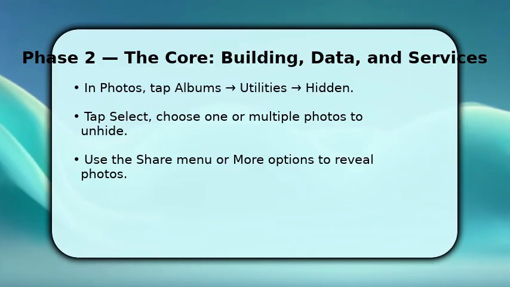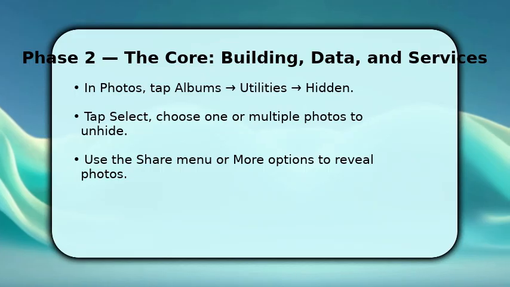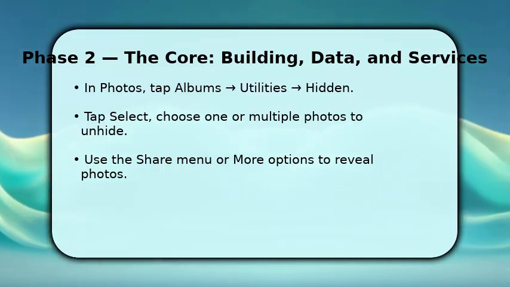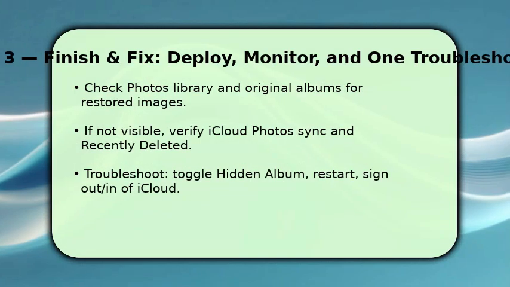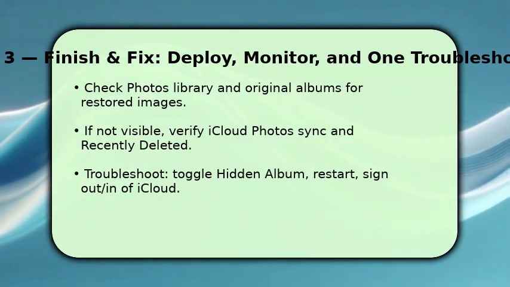Make sure you select all relevant items before Unhide. If you miss one, it stays hidden. This precise selection step is how you reverse the hide action. Finish by confirming photos reappear where they belonged. Check Library, Albums, and Moments.